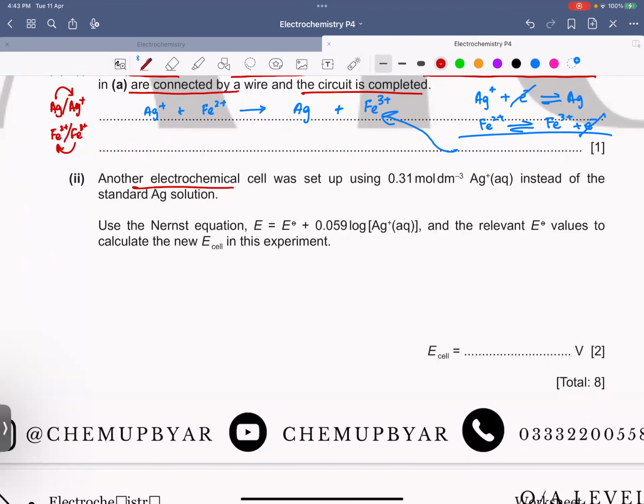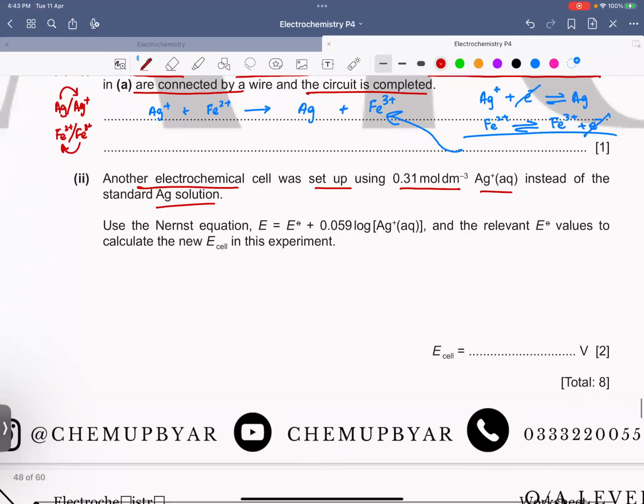Another electrochemical cell was set up using 0.31 mole per dm cube silver ions instead of the standard silver solution. Okay. Now it means we don't have 0.1 mole per dm cube, but we have 0.31 mole per dm cube silver ion. Use the Nernst equation, E is equal to E naught plus 0.059 log constant values to calculate the new E cell in this experiment.